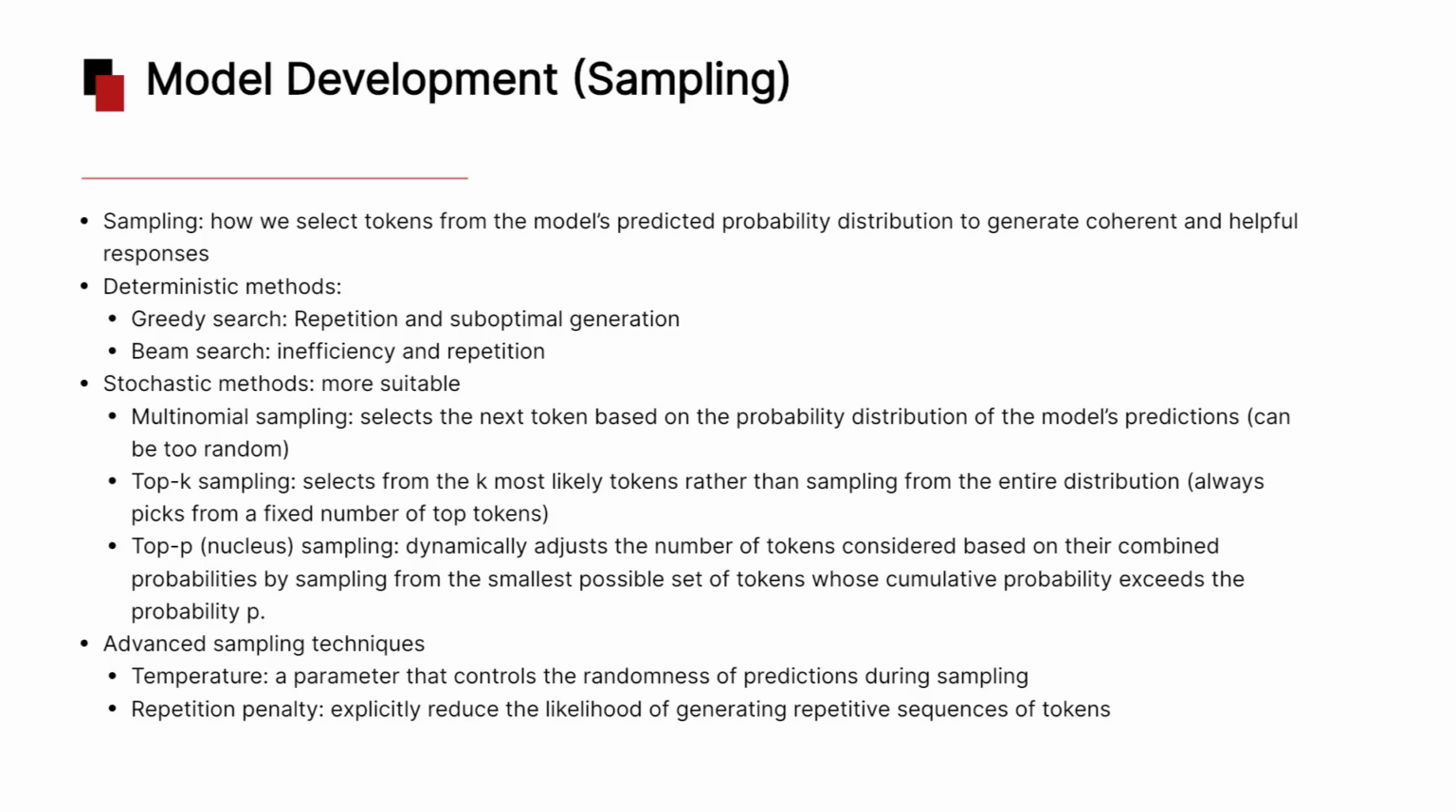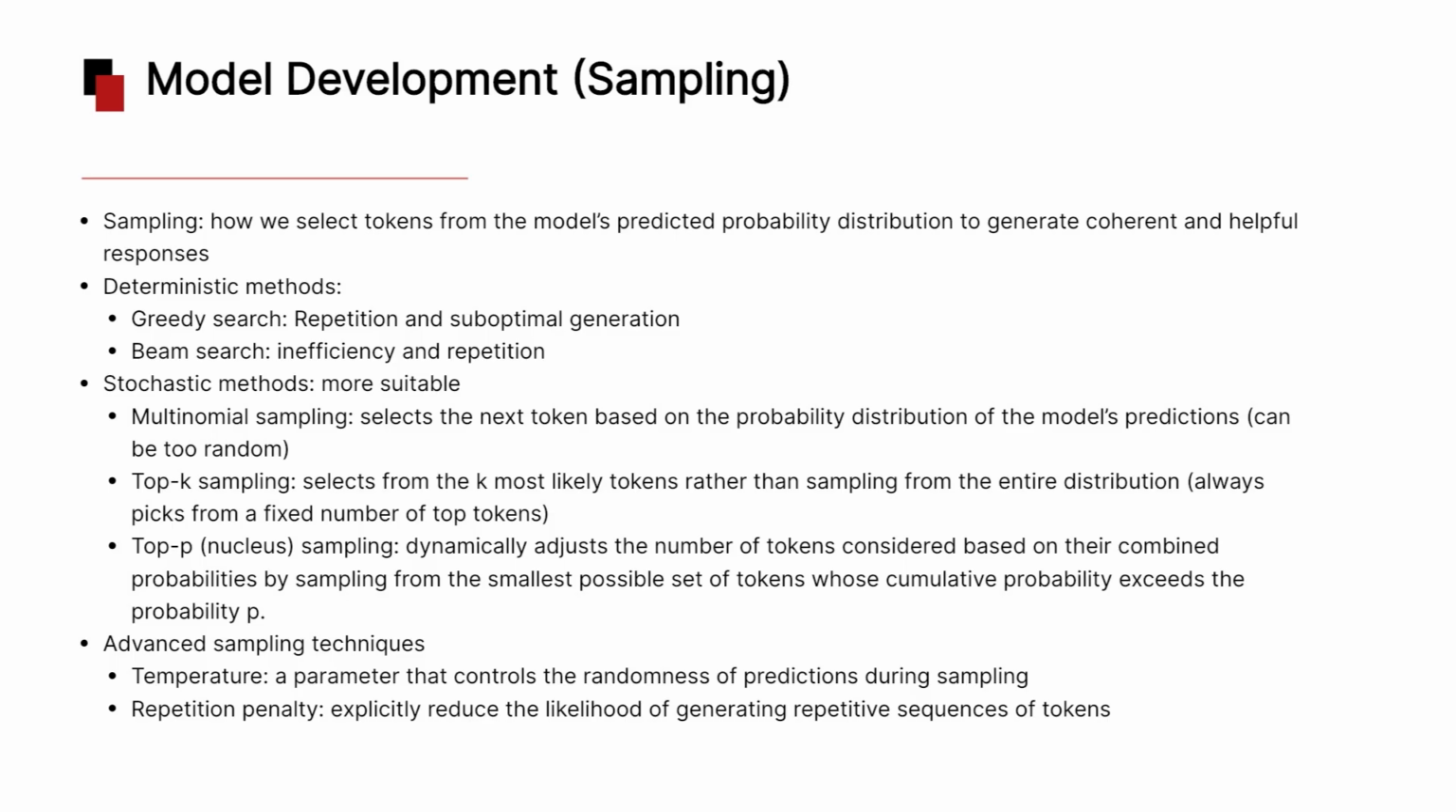When we reach the sampling stage, the model already has a probability distribution over possible next tokens. The challenge is deciding how to pick from that distribution so our chatbot produces coherent, helpful, and non-repetitive responses. We can divide approaches into deterministic and stochastic methods.